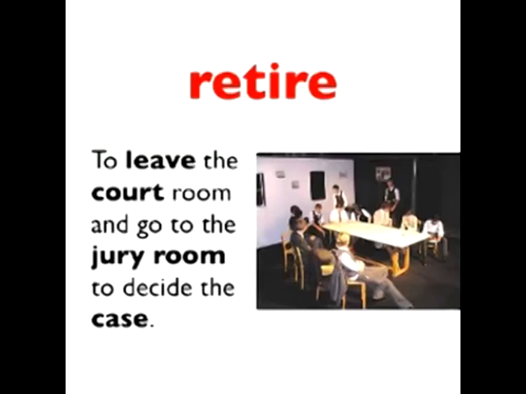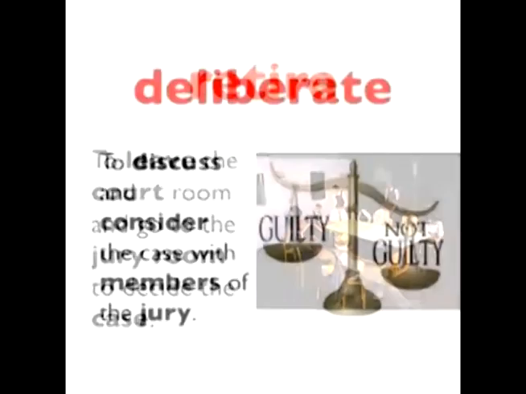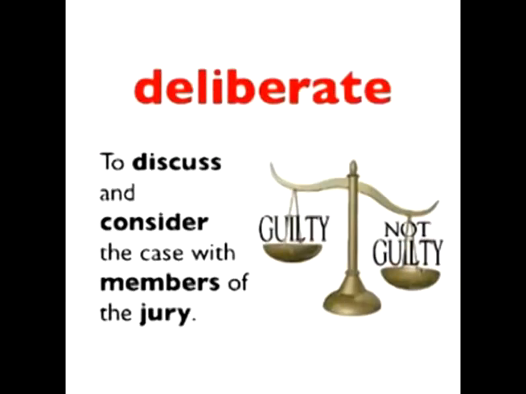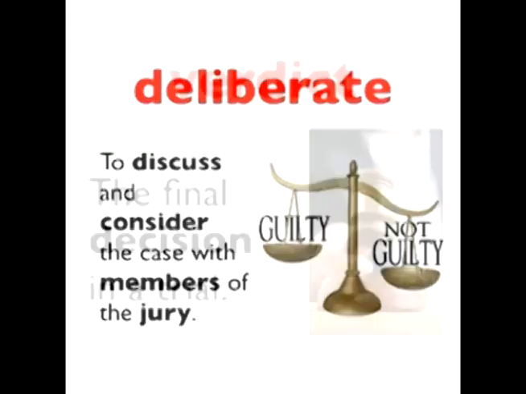Once the judge and jury have heard all the witnesses' testimonies and the defense and prosecution have summarized their cases, the jury will then retire to deliberate on the case and reach a decision. To retire in this case means to leave the courtroom and go to a special jury room that nobody else is allowed to enter. To deliberate means to consider and discuss the case with other members of the jury. When they are ready to publicly announce their decision, they return to the courtroom and state their verdict.